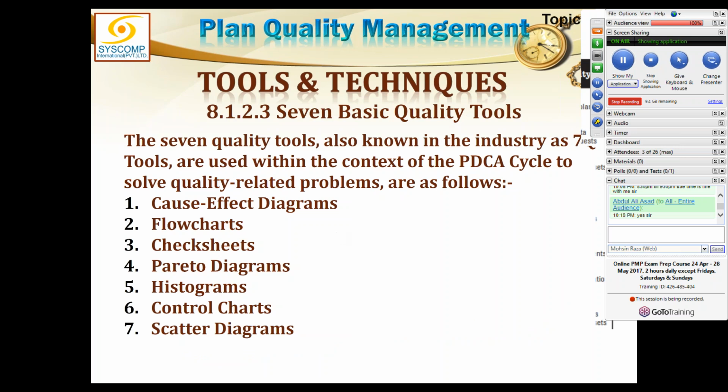Then there are 7 basic quality tools which have been bundled together, and the first is the cause and effect diagram. It is a mechanism by which, when a mistake occurs, you can follow it backwards into the process from where the mistake occurred. So we do have a cause, we do have an effect, and we are trying to find the cause. We travel backwards.